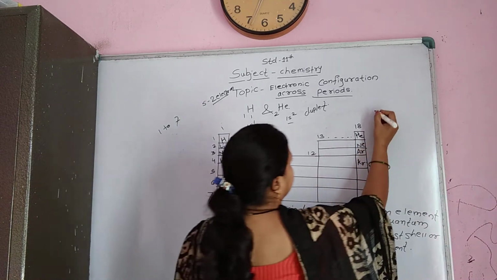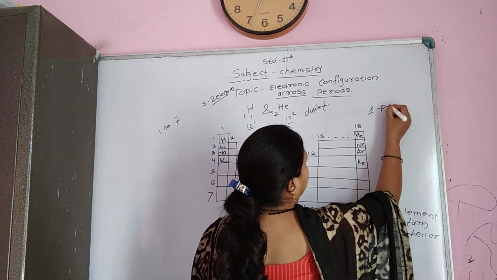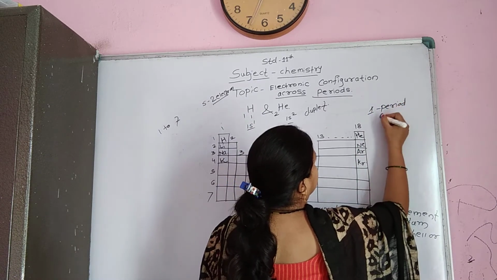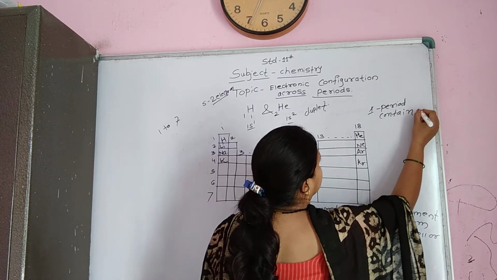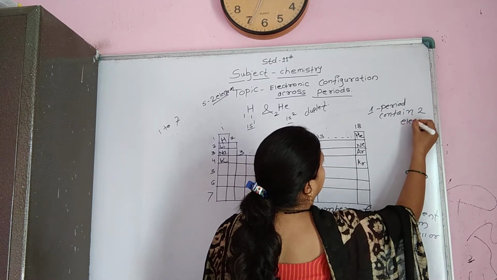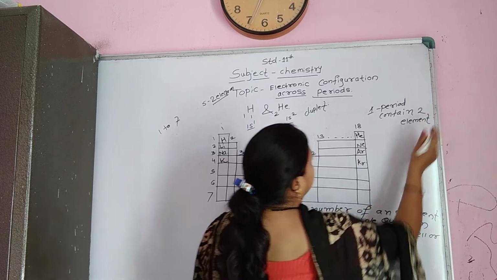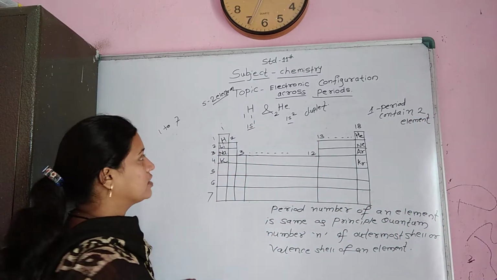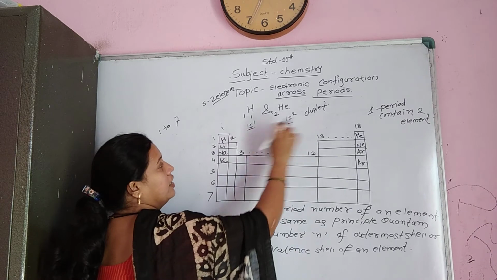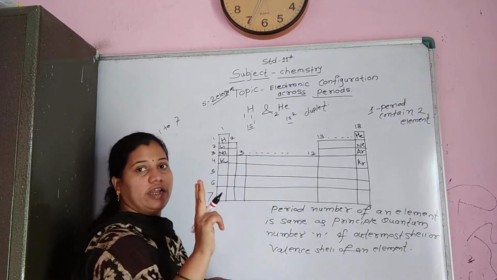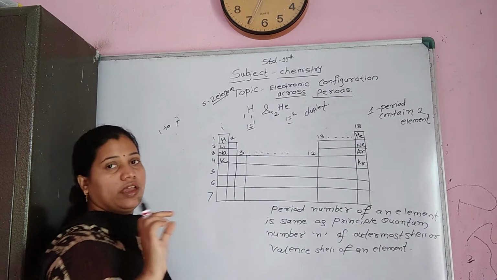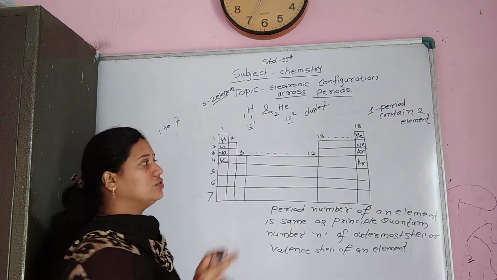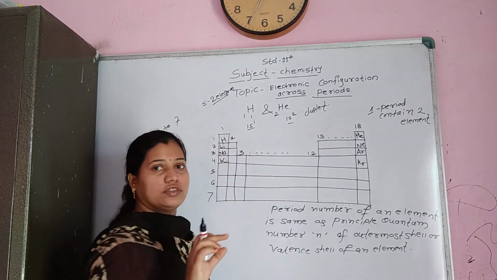How many elements does the first period contain? The first period contains 2 elements. How? Because the first shell gets completely filled along the first period, and the first shell, that is the s shell, has a maximum capacity of 2 electrons. So 2 elements are present across the first period.